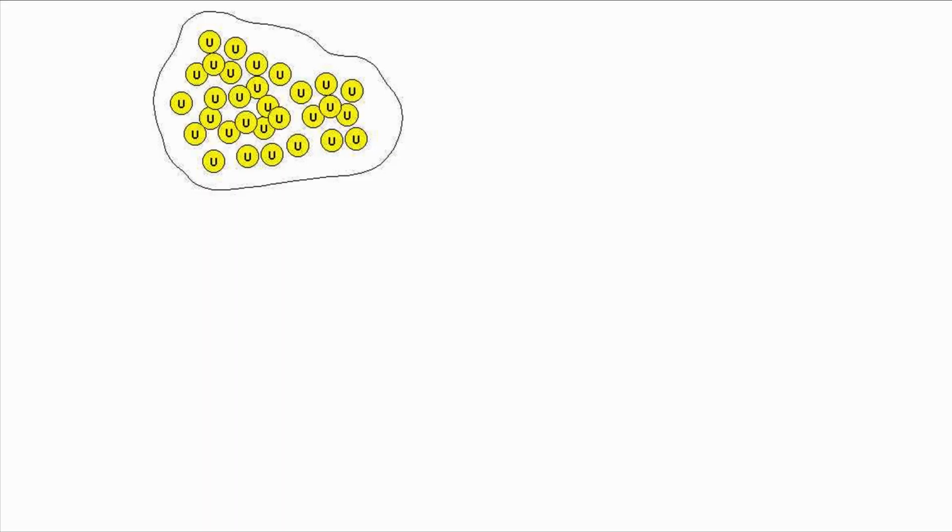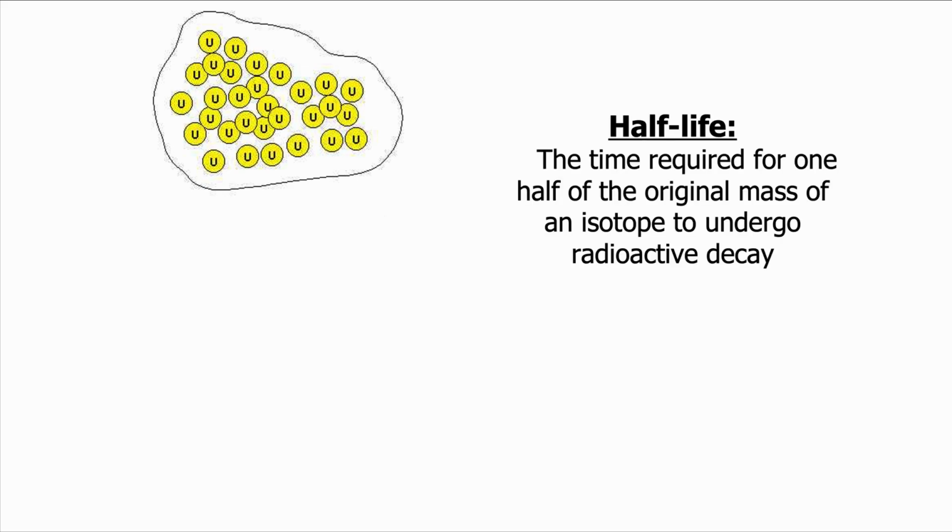So how does radioactive decay work? How can we date rocks using radioactive decay? It's a fairly simple process. If you imagine that you have a rock that contains, in this case, uranium, which is a non-stable or radiogenic isotope, that isotope will have a half-life. So what is a half-life? A half-life is the time required for 1/2 of the original mass of the isotope to undergo radioactive decay, so to transform into another daughter species.